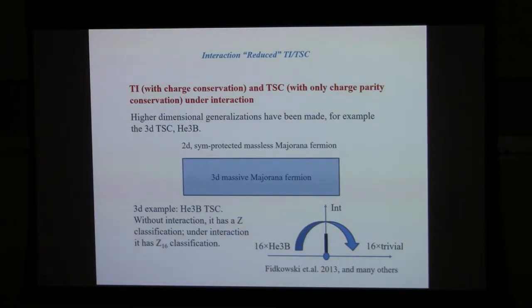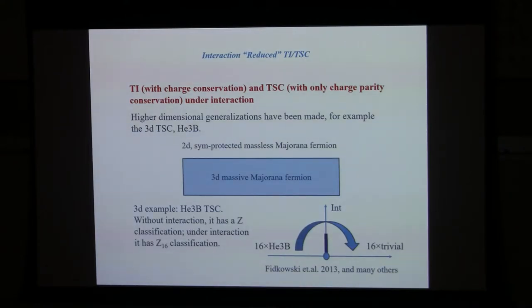And the conclusion drawn from different methods is that the classification is reduced from Z to Z16. This actually means that 16 copies of the two-dimensional massless Majorana fermion can be gapped out without degeneracy, without breaking time-reversal symmetry, by interaction. And second, it means that in the bulk, if I drive a phase transition between the helium-3B and a trivial state without interaction, there must be a phase transition. There must be a gap closing in the bulk.